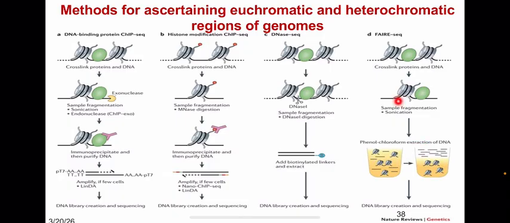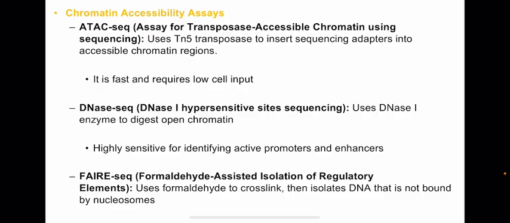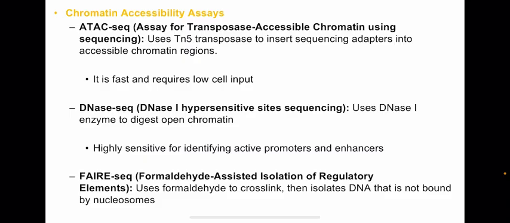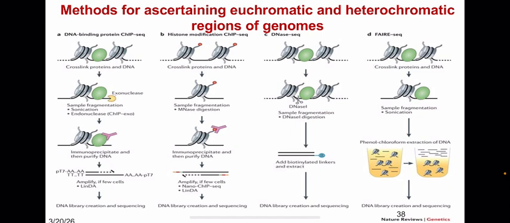So these are four methods that we use to ascertain whether a particular region of the genome is euchromatic or heterochromatic. So there are some techniques over here, and each one of them does different things. I think this one is similar to what we discussed, assessing chromatin accessibility. These are assays that we can use to assess the accessibility of chromatin. So I think we can even use all these four as assays for chromatin accessibility.